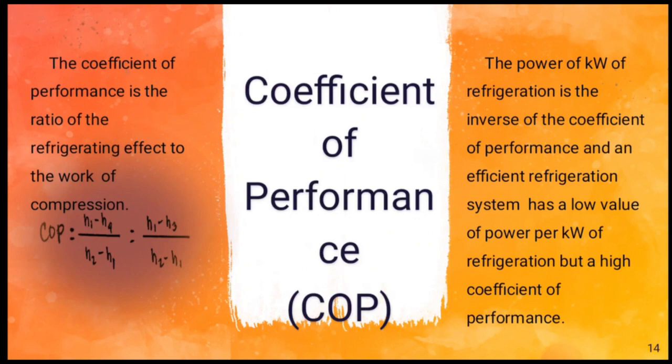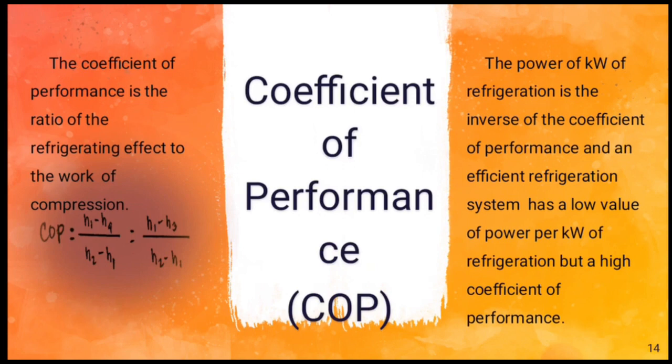heat at low and heat at high. The heat at low over the work of the compressor is H1 minus H4 over H2 minus H1. The coefficient for heat at high over the work of the compressor is equal to H1 minus H3 over H2 minus H1.